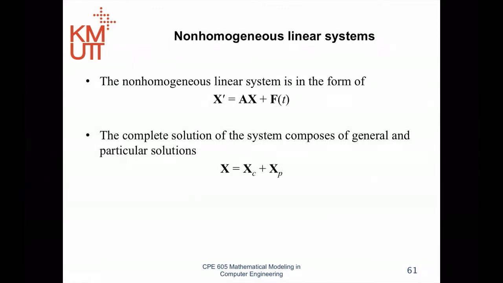For a non-homogeneous linear system, the system is in the form x prime equals Ax plus f. We need to determine not just a general solution, but also the particular solution before determining the coefficients of the general solution.